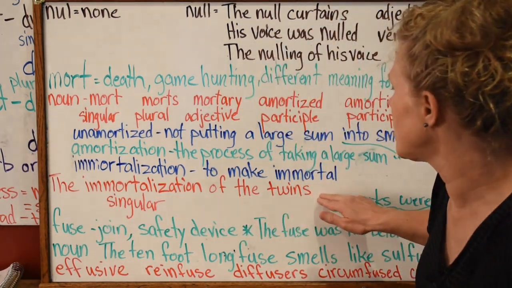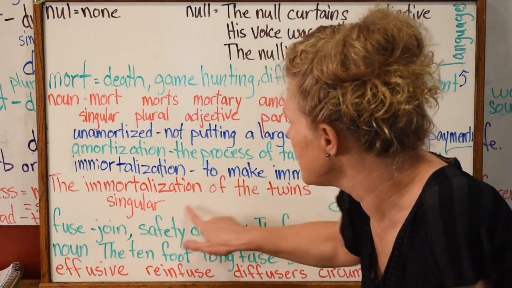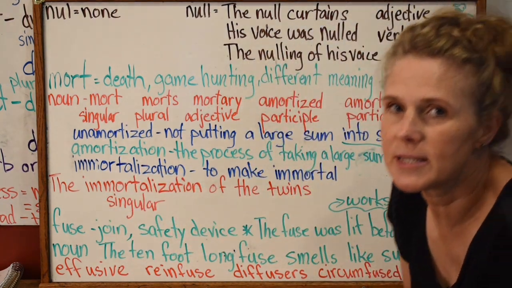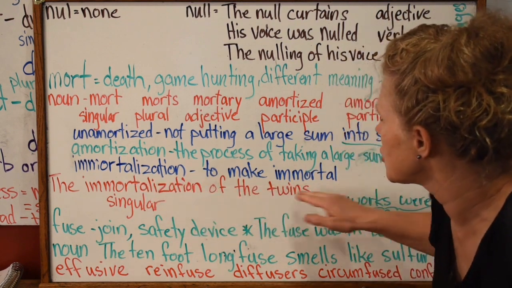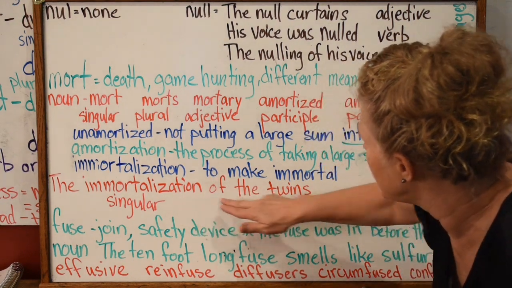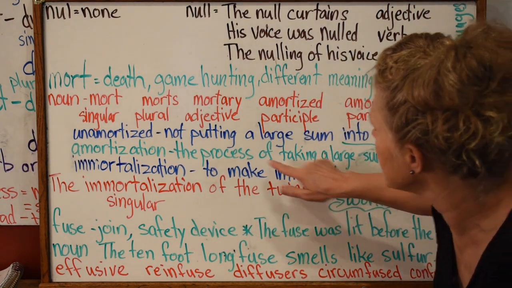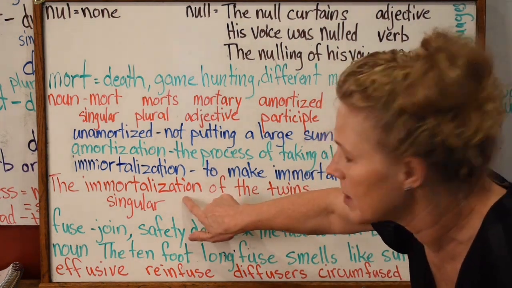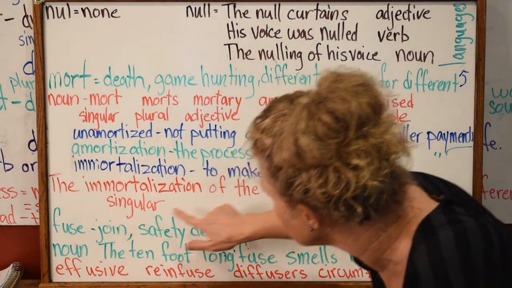The immortalization of the twins. We just did that with its subject right here. And this is singular. Why do you know that it's singular? Do you think maybe it could be plural? The immortalization of the twins. See how this is singular? This right here is not part of your subject. It's acting as an adjective describing immortalization.